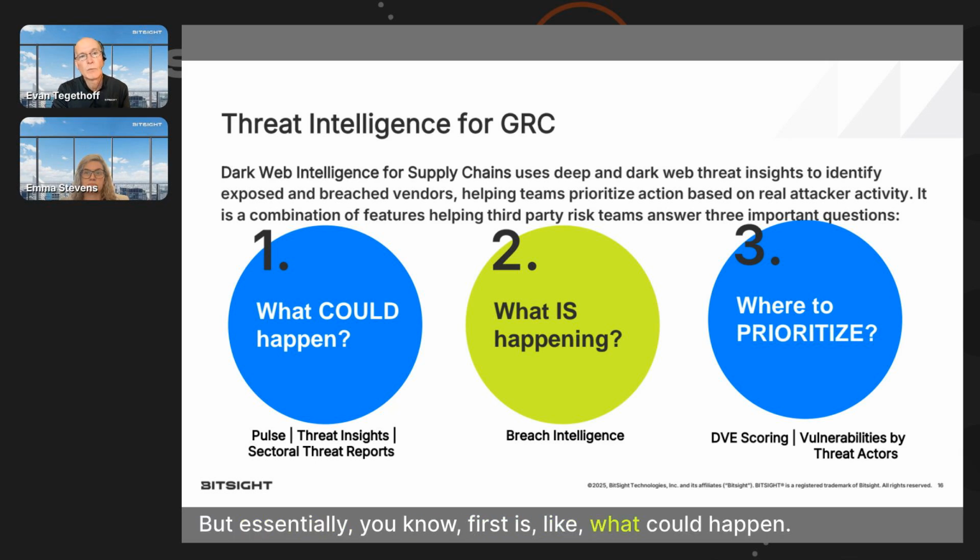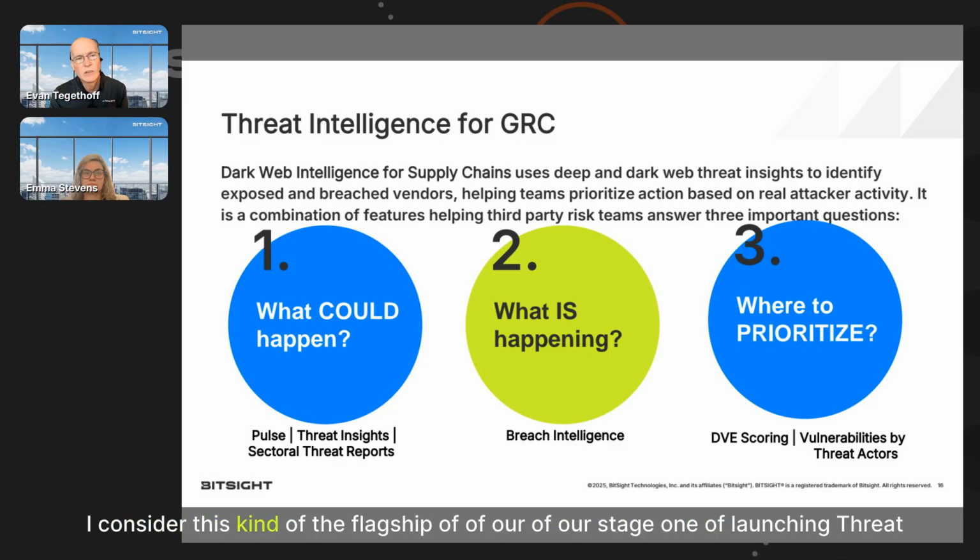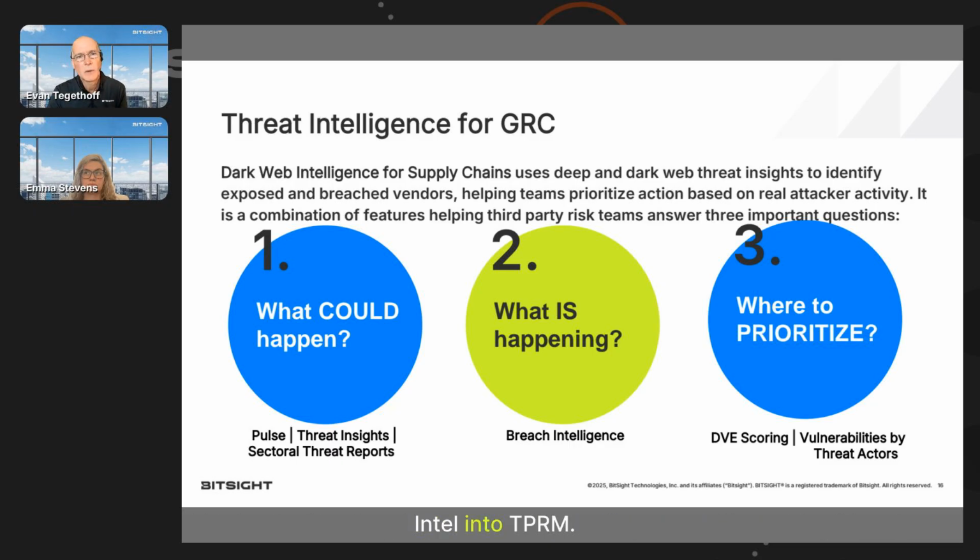But essentially, first is what could happen. We're going to be providing tailored threat intel feeds. We have something called Pulse. We're going to be providing sectoral intelligence. And then, what is happening? We just launched a product called Breach Intelligence. We'll dig in a little bit in a second about what this is. I consider this the flagship of our stage one of launching threat intel into TPRM.